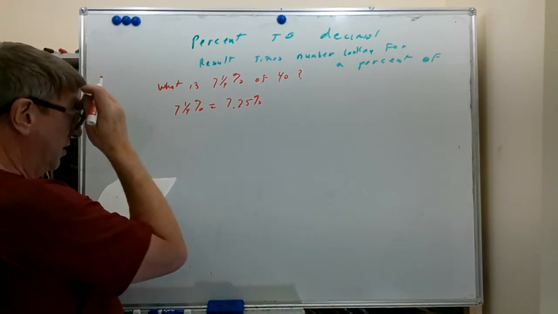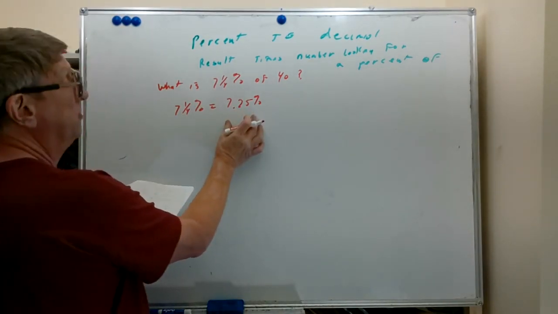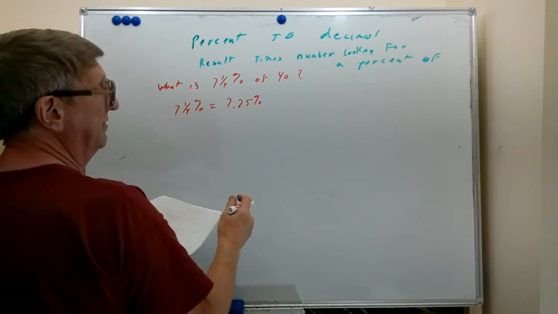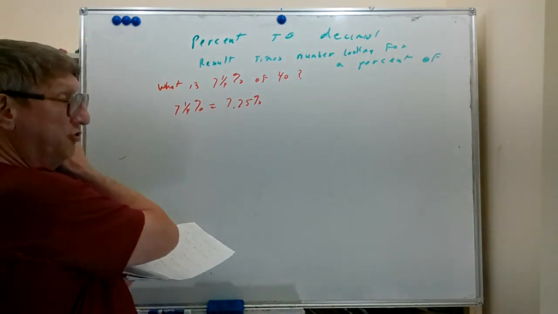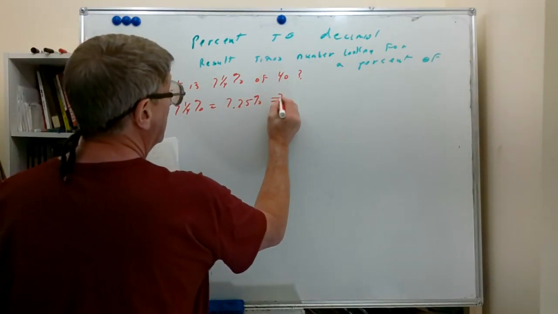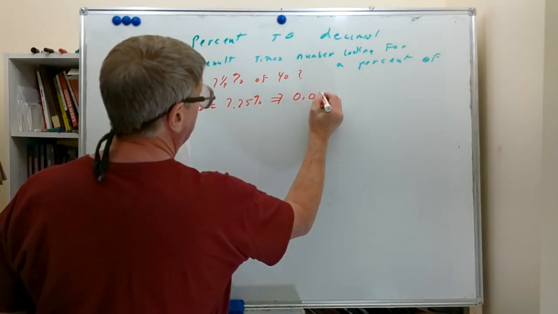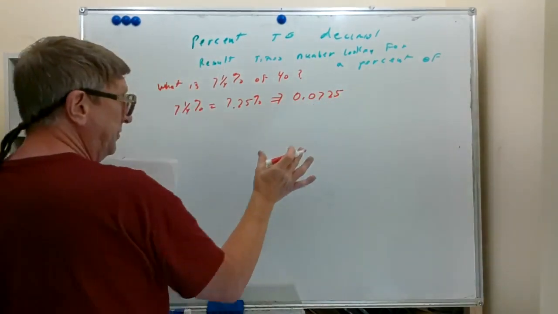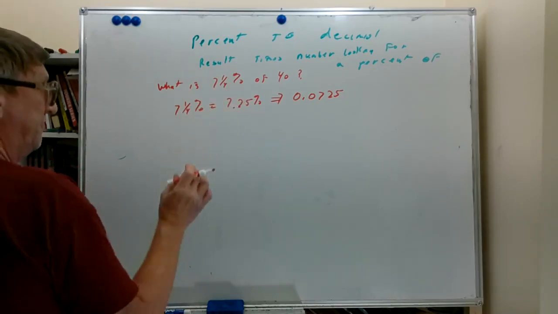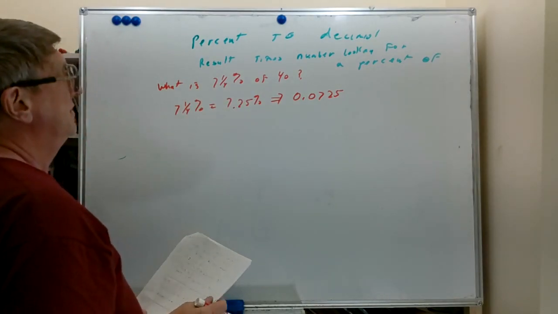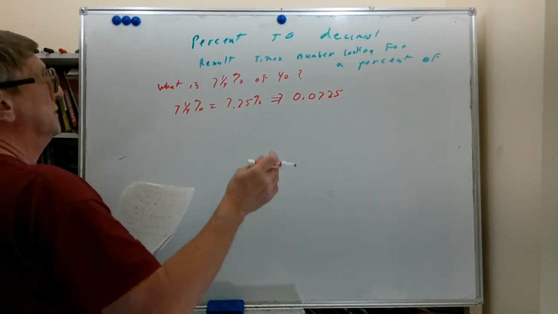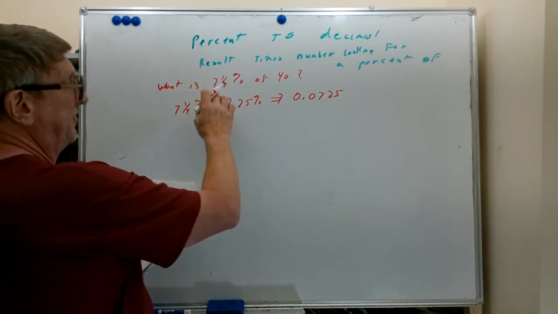0.25 is 1/4. We want to convert this to a decimal. We're still in percent. Move the decimal place 2 places to the left. So we have 0.0725 is the decimal version of 7.25%. Now we want to find out what is 7.25% of 40.